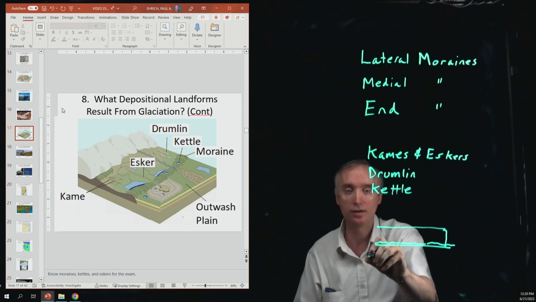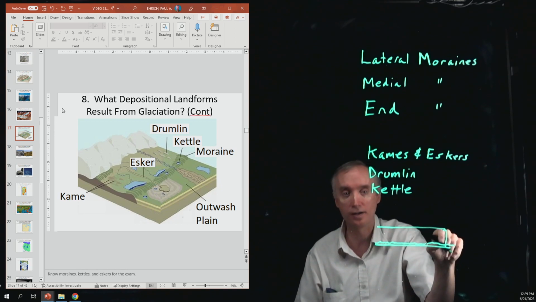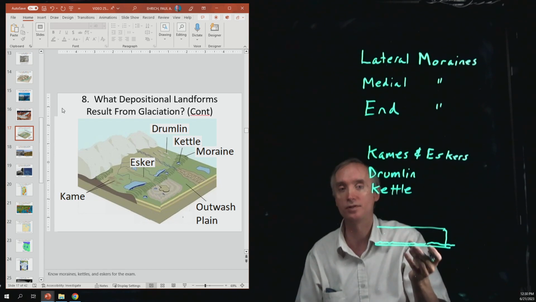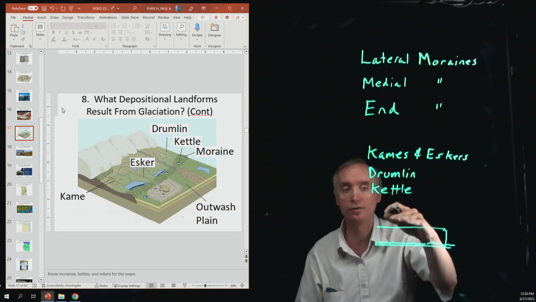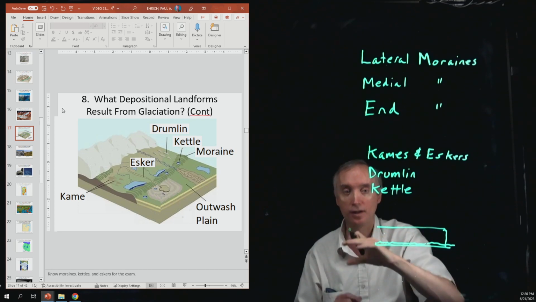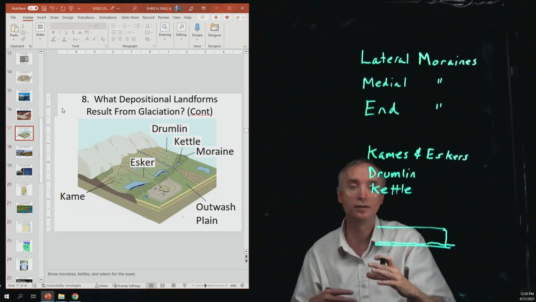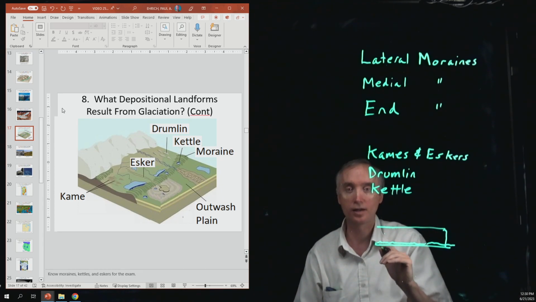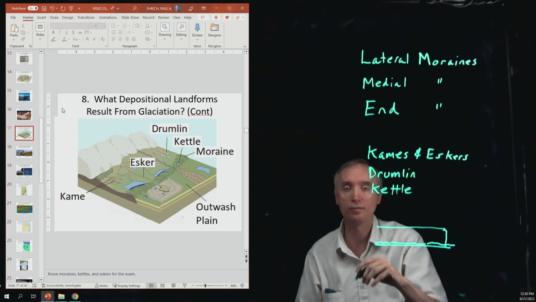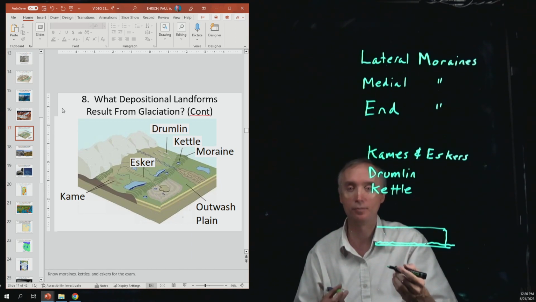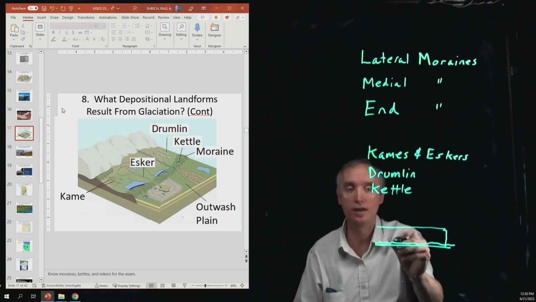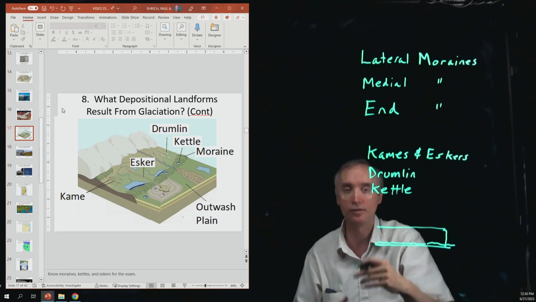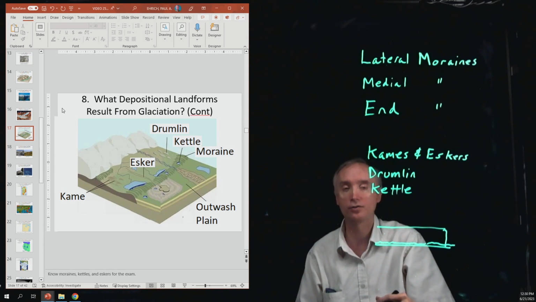So eskers make linear lines on the ground, and they represent material that was flowing underneath the glacier in a tube, and then when the glacier went away, all of that material remained. A kame is going to be a more concentrated pocket of material that formed underneath the glacier, and then when the glacier melted back, you have the kame. Okay, then you've got drumlins.